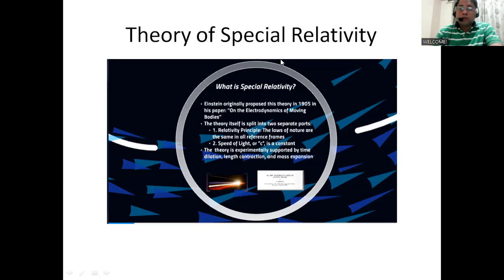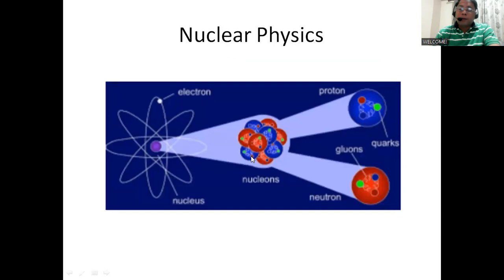So you can handle this. And finally, nuclear physics. There are particles that are part of nuclear physics, even smaller particles than our neutrons, electrons, and protons.